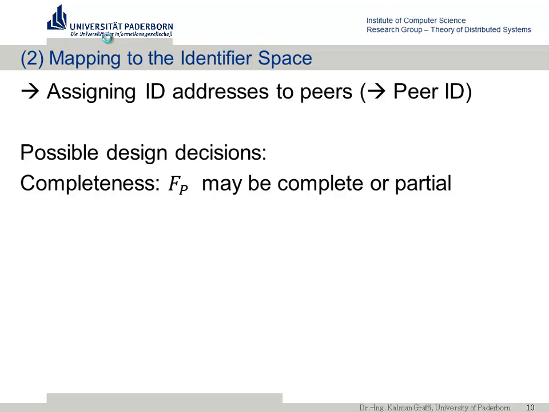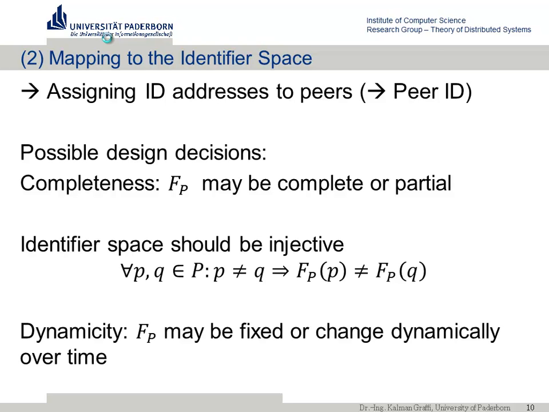So, we have the identifier space, then we need the mapping. That means we assign ID addresses to peers, to have a peer ID. It should be complete, or partially, so we do not want to cover all IPs, but that's okay. And two nodes should not have the same IP address. That's also obvious. If you have two peers, they should have different IDs. And these IDs might also change over time. That's also okay.